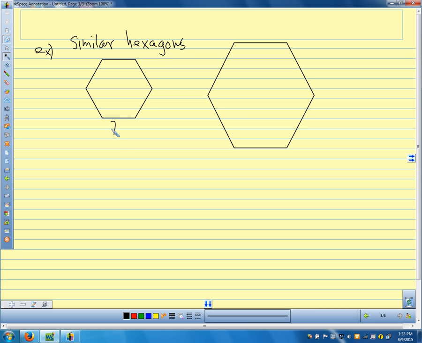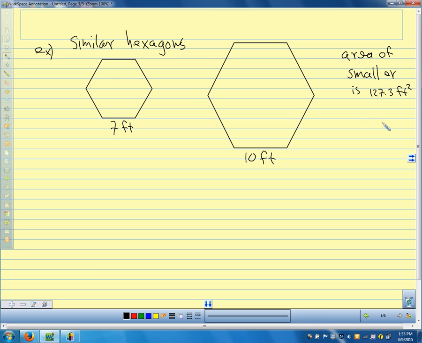And this is 7 feet, and this is 10 feet. And we know that the area of the smaller is 127.3 square feet. We want to find the area of the larger.